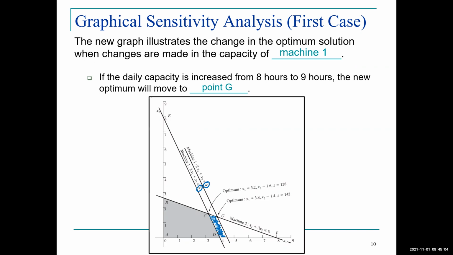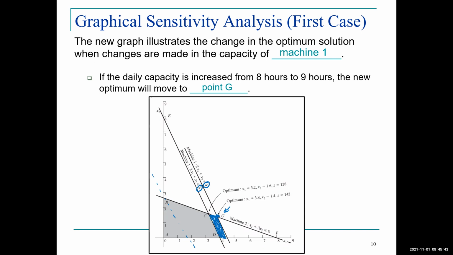So now your optimal solution is no longer located in C, because if you move that, we show this is the isoprofit line. If you keep moving now, your feasible region is also going to include this area. So the optimal solution now is going to move to this point. Okay, so if the daily capacity is increased from 8 to 9 hours, the new optimum will move to the location where those two constraints intersect in this case. So that will be this point.